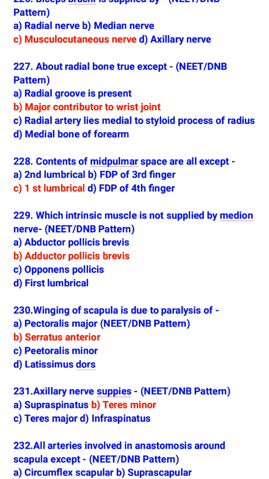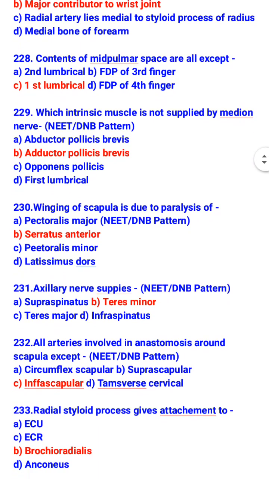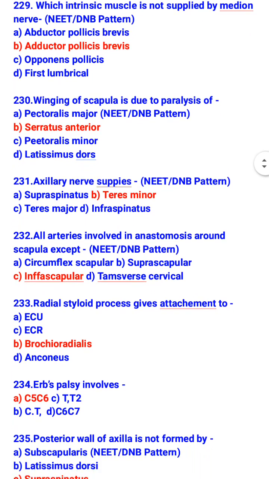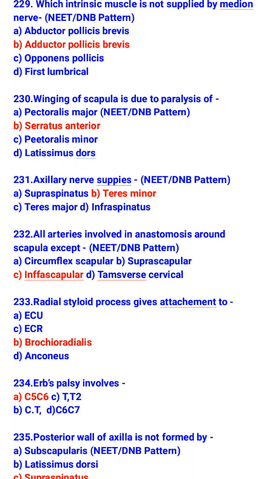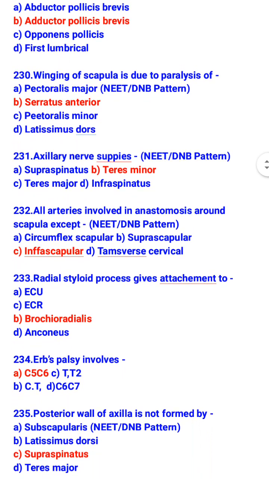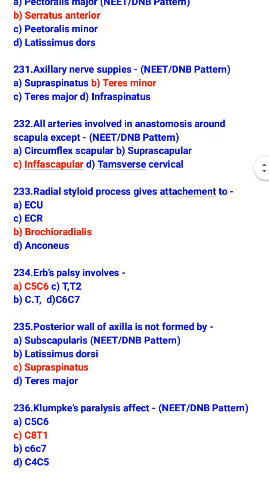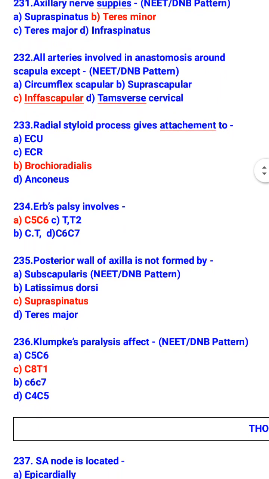Winging of scapula is due to paralysis of serratus anterior. Axillary nerve supplies teres minor. All arteries involved in anastomosis around scapula except infrascapular. So circumflex scapular, suprascapular, and transverse cervical are the arteries involved in anastomosis around scapula. Radial styloid process gives attachment to brachioradialis. Erb's palsy involves C5 and C6.